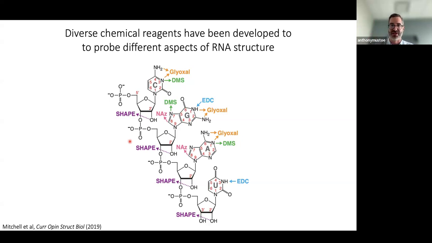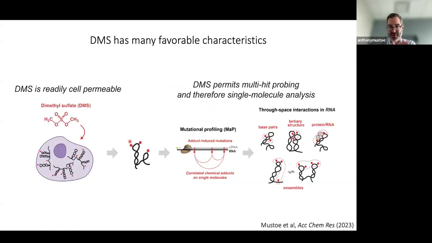Each can be challenging to do. Each is expensive. And so really, our vision is, can we use one reagent to get basically all the information that we want? And the reagent that we've focused on is DMS. And DMS has a number of favorable characteristics.